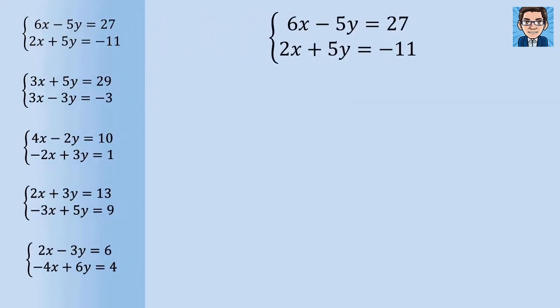So in the first problem, if we were to add these two equations together, the 6x and 2x is going to get us 8x. The negative 5y and plus 5y, those are going to be eliminated. And the 27 minus 11 gets us 16. Divide both sides by 8. And we get x equals 2. Now to find the y, we can substitute into either one of these equations. Let's just use the first one.